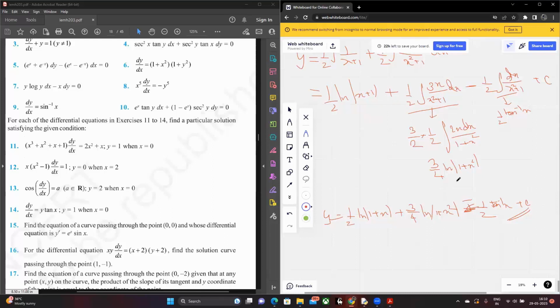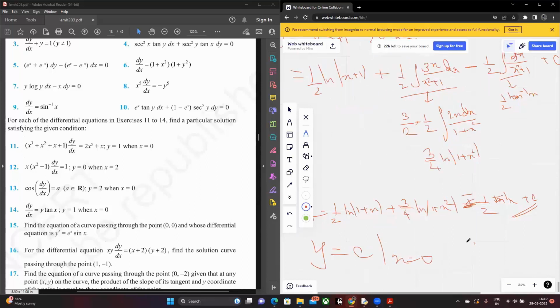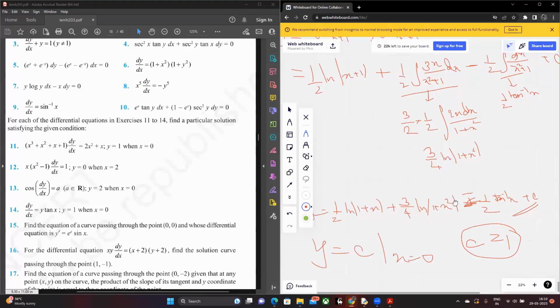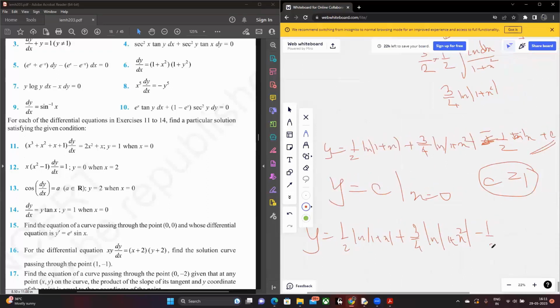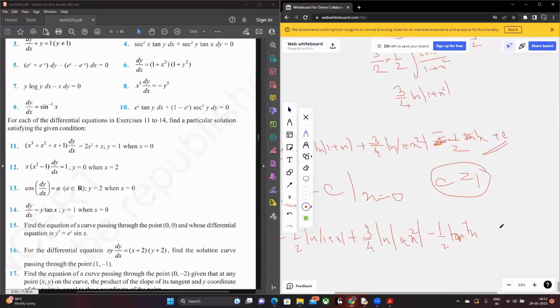And now we have to find a particular solution, right? y is 1, when x is 0. What happens when x is 0? This is 0, so this ln 1, ln 1 is 0. This again ln 1, ln 1 is 0. Tan inverse 0 is also 0. So basically you have y equals c when x equals 0, which means that c is 1, right? Because when x is 0, y is 1. And if y is 1, c is 1. Therefore, the particular solution is y equals half ln mod 1 plus x plus 3 by 4 ln mod 1 plus x squared minus half tan inverse x plus 1.